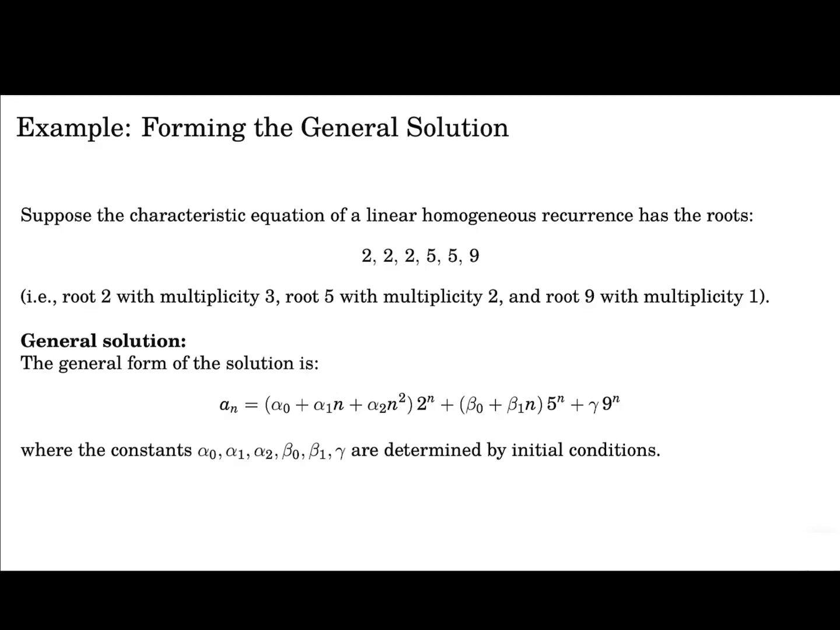Now, 5 again is a root, so it appears here, 5 to the n. Since it has multiplicity 2, you're going to get a polynomial of degree 1, which has 2 parameters. And 9, since it has multiplicity 1, you're just going to get a polynomial of degree 0, which is just a constant here. And so this is going to be your general form for An. And then if they give you initial conditions, you will use those to solve a huge linear system to find alpha 0, alpha 1, alpha 2, beta 0, beta 1, and gamma. And then you'll find the solution to your problem.